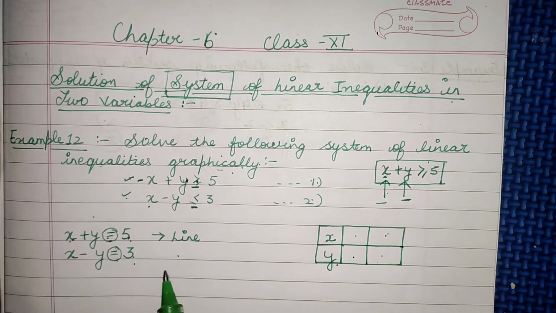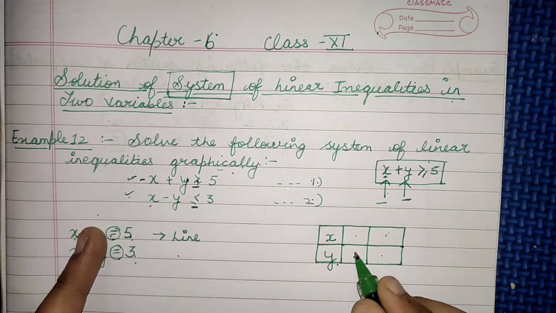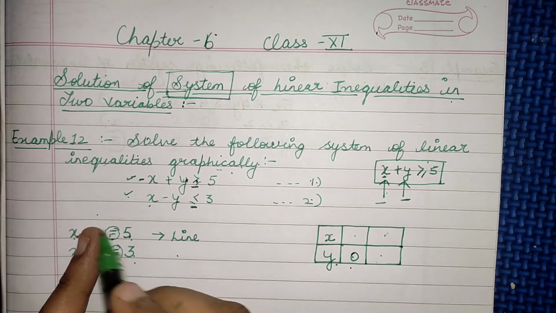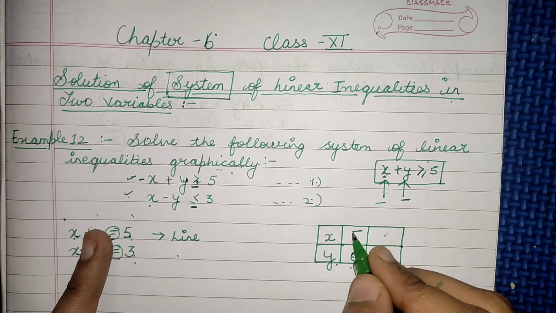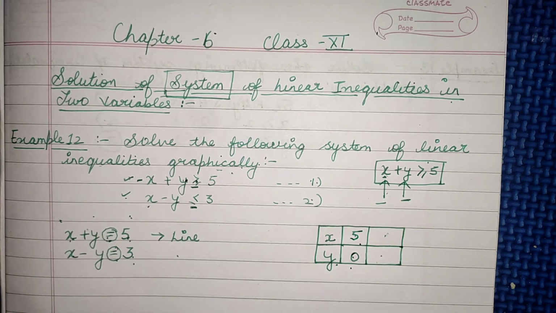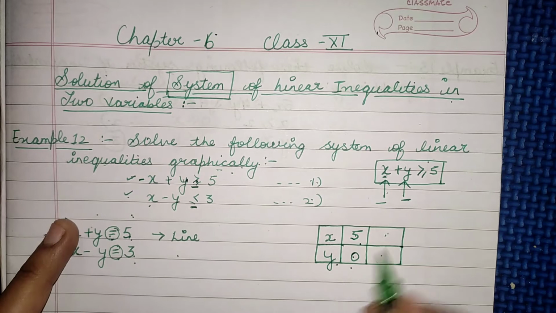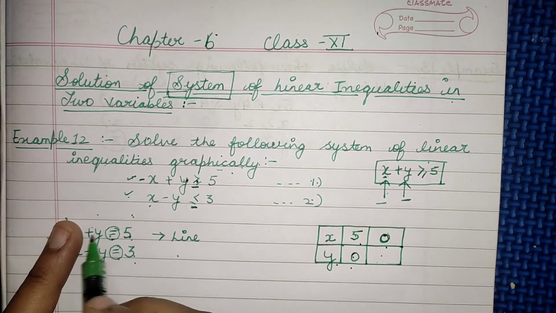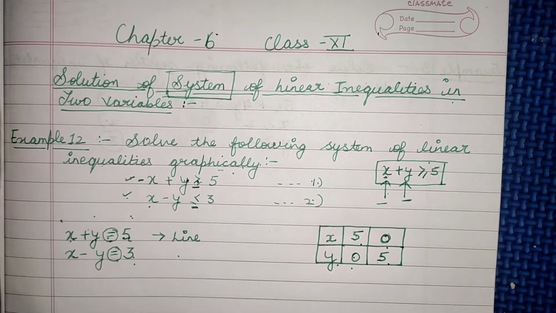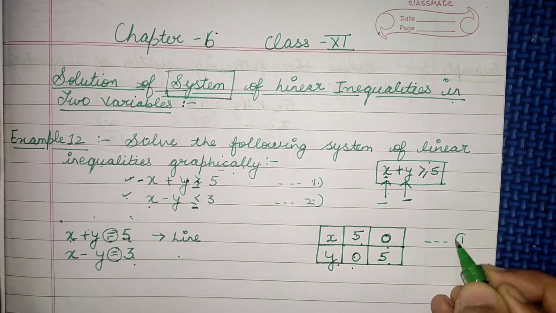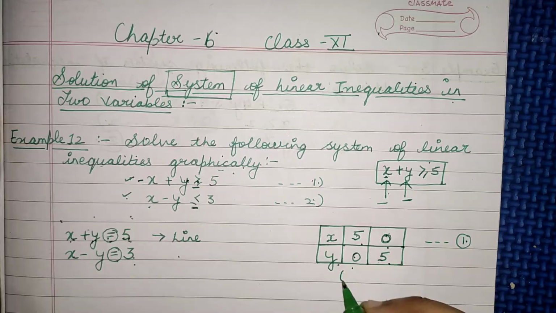So first I am going to take y equal to 0. If my y is equal to 0, then my x will be equal to 5. Next, if my x is equal to 0, then my y will be equal to 5. So these are the points for the very first equation.